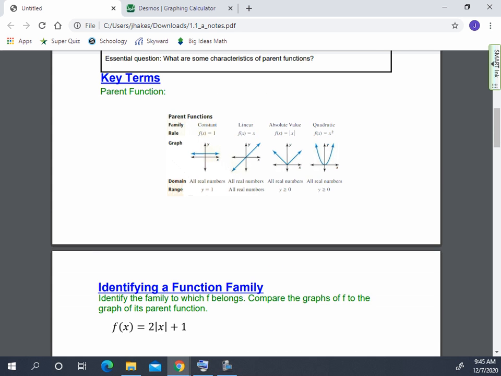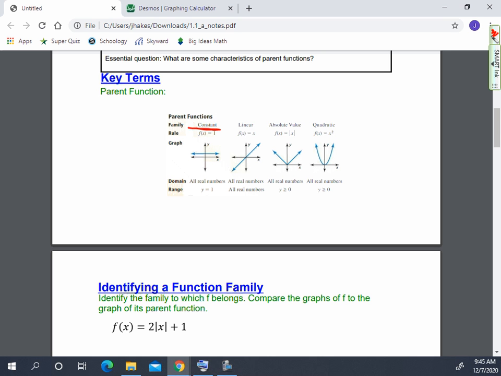Down here, we have our parent functions, and we have the family to which each belongs. So these are our parent functions. Our constant, right here, is just a horizontal line. So any time you see a horizontal line, you know it belongs to the constant family. Our rule for our constant family is f of x equals 1. That is our basic parent function for our constant line.